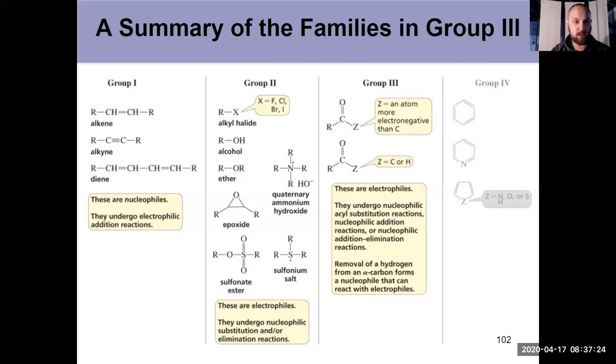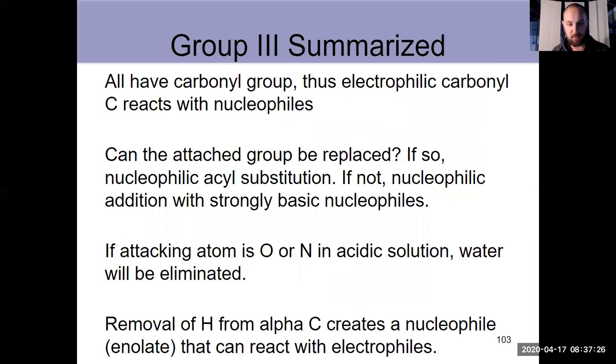Okay. To try and summarize it as succinctly as possible, everything in group three has a carbonyl group. So we have that electrophilic carbon on the carbonyl. It's going to react with a nucleophile. First thing we're asking is, can the group attached to that carbonyl be replaced? Okay, because like an acyl chloride, it can easily be replaced. So we do a nucleophilic acyl substitution versus things like aldehydes, right? Not so easy. So those tend to undergo nucleophilic addition reactions. Have to have a strongly basic nucleophile there.